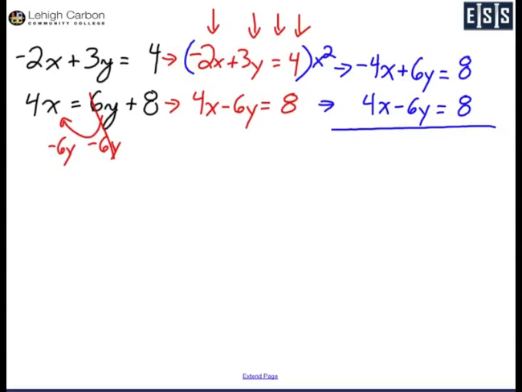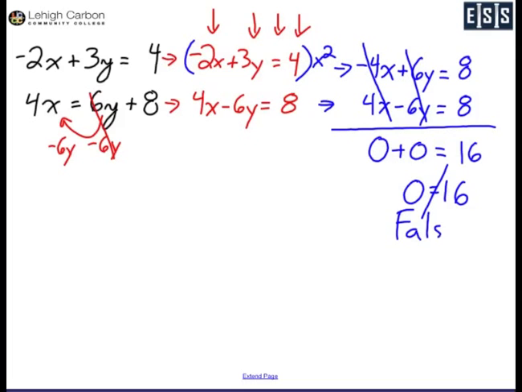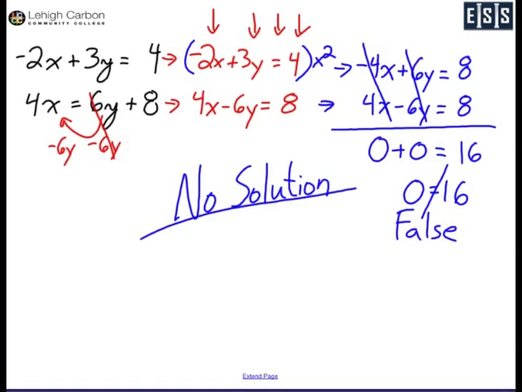-4x plus 4x, that's 0. 6y plus -6y, that's also 0. 8 plus 8 is 16, so I have 0 equals 16. All of my variables are gone. 0 does not equal 16. This is false. So this system has no solution. These are parallel lines, they never cross.